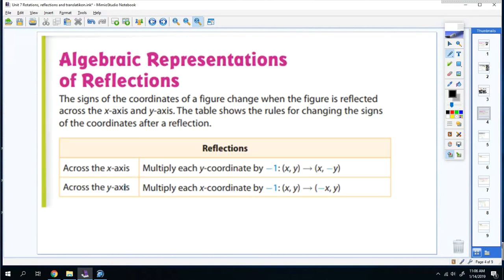All right. Now let's do algebraic representations of reflections. So when you reflect across the x-axis, you multiply the y by negative 1. When you reflect across the y-axis, you multiply the x-coordinate by negative 1. So let's look at an example.